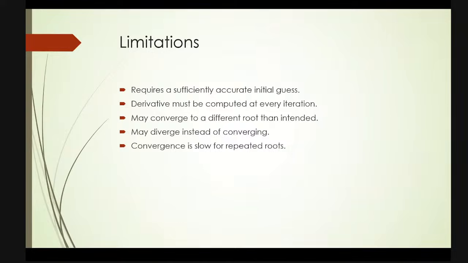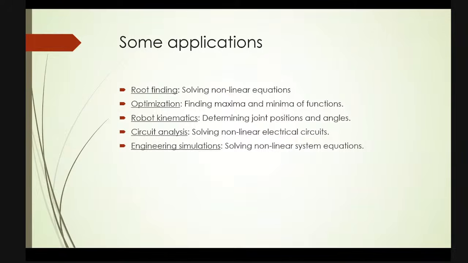Now let us look at some of the applications of this Newton-Raphson method. Some applications include optimization problems where we have to find the maxima and minima of the functions. This can also be used in robotic kinematics to find the positions and angles of the joints. Like if you have an equation which determines the position of the robotic arm, this Newton-Raphson method can be used for solving the equation and finding the position of the arm.